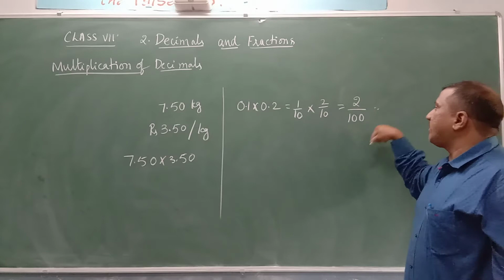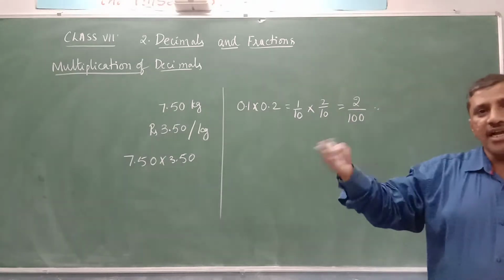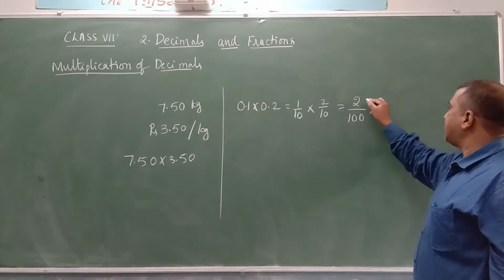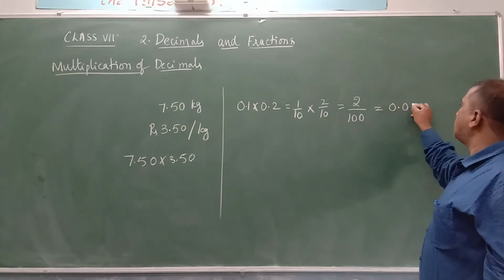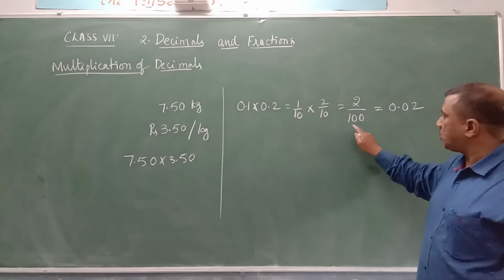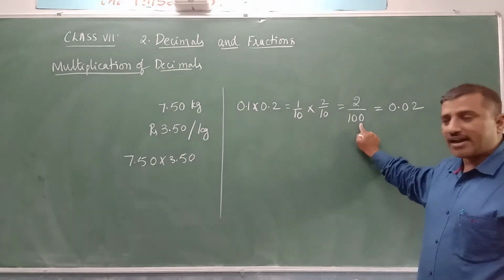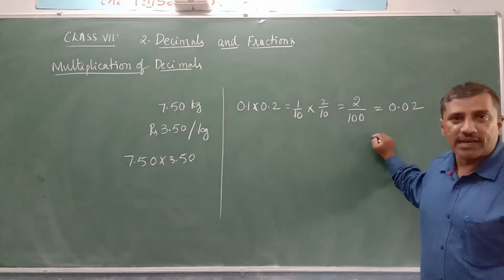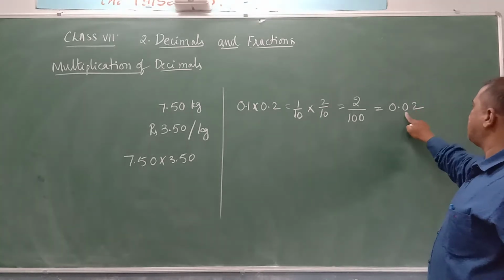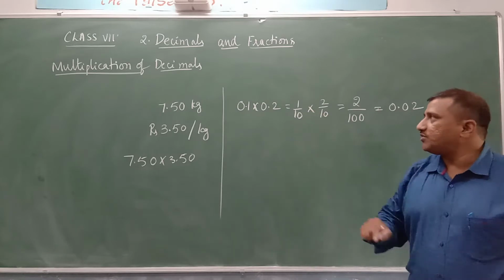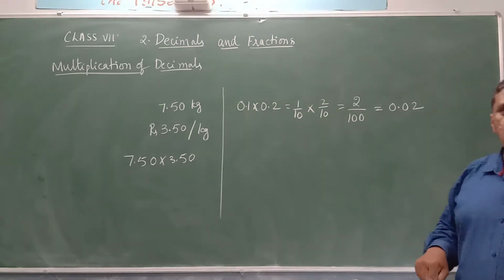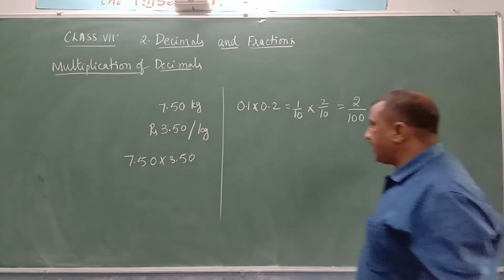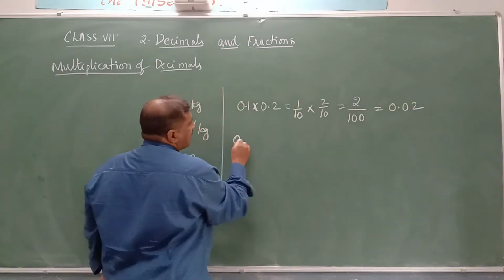Now we can change this 2 by 100 into decimal form. What is the decimal form for this? Yes, it is 0.02. As 2 zeros are there in the 100, the decimal point will move from right side to left side 2 places, that is 2 and 0. Hence the product of 0.1 into 0.2 is equal to 0.02.